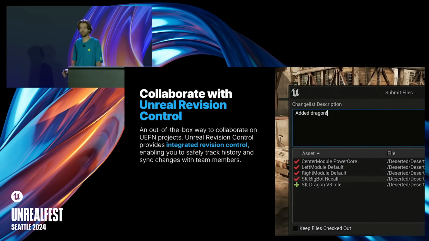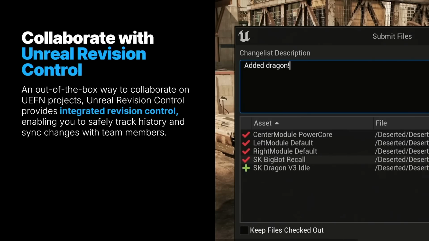But that's not the only way to collaborate with partners. No, UEFN also has its own revision control system. We call it URC, or Unreal Revision Control. Now, URC acts like any other source control system, as in it allows you to check out assets and check in changes while working collaboratively with the team.